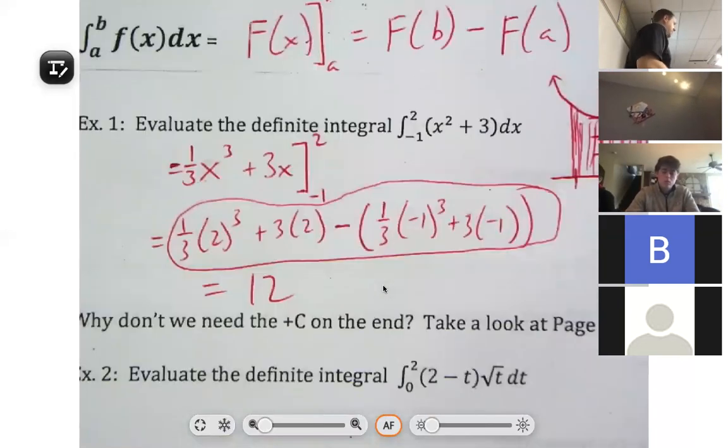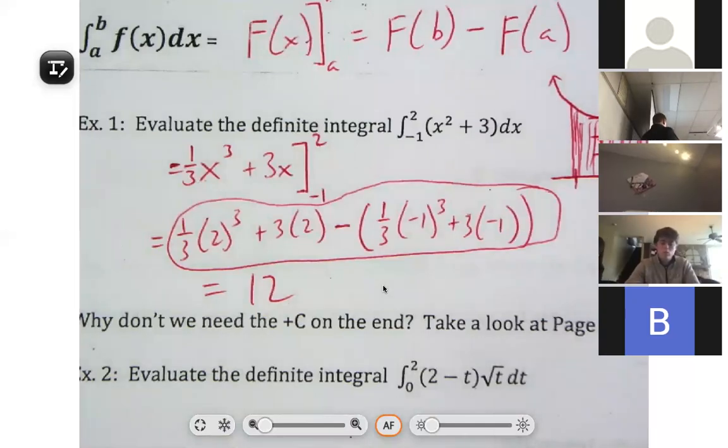So that is the fundamental theorem of calculus. You integrate, you plug in the upper number, you plug in the lower number.